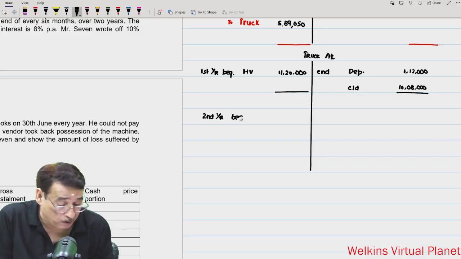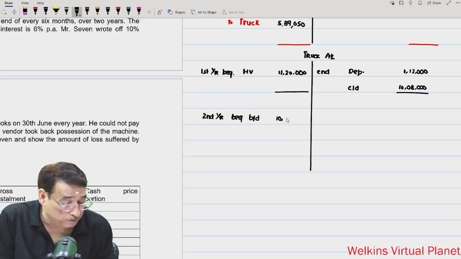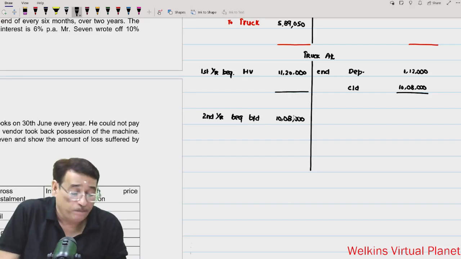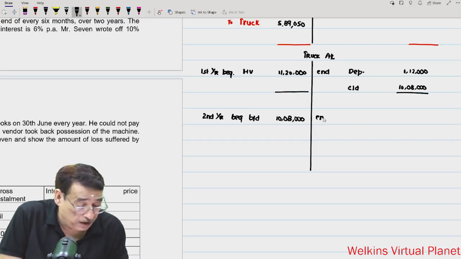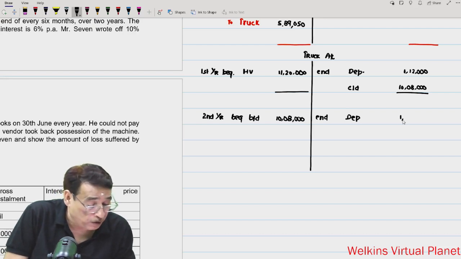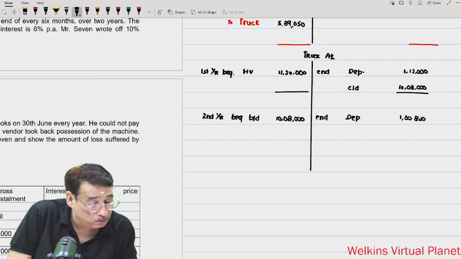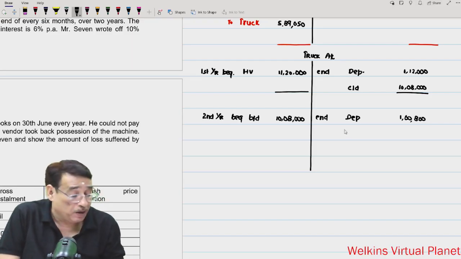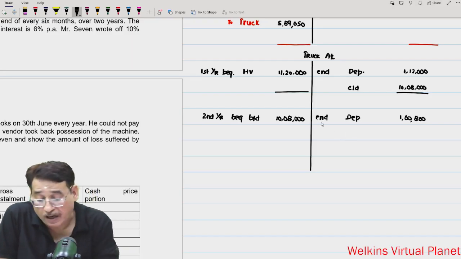Second year beginning, balance brought down 10,08,000. Now we will reach the end of the second year, and here we are going to write depreciation again. Depreciation is on written down value basis. So that is why it will be equal to 1,08,000. Right. And then you write here by hire vendor.